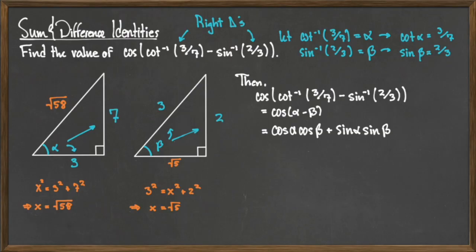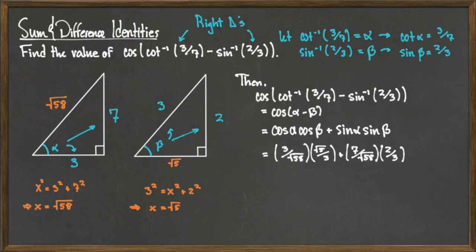I have two right triangles with expressions like cosines and sines of alphas and betas. I simply am just computing the cosine and sine of these alphas and betas using our regular trig ratios. So this means that the cosine of alpha is going to be 3 over the square root of 58, and the cosine of beta is going to be the square root of 5 over 3. Likewise, the sine of alpha is 7 over the square root of 58, and the sine of beta is 2 over 3.